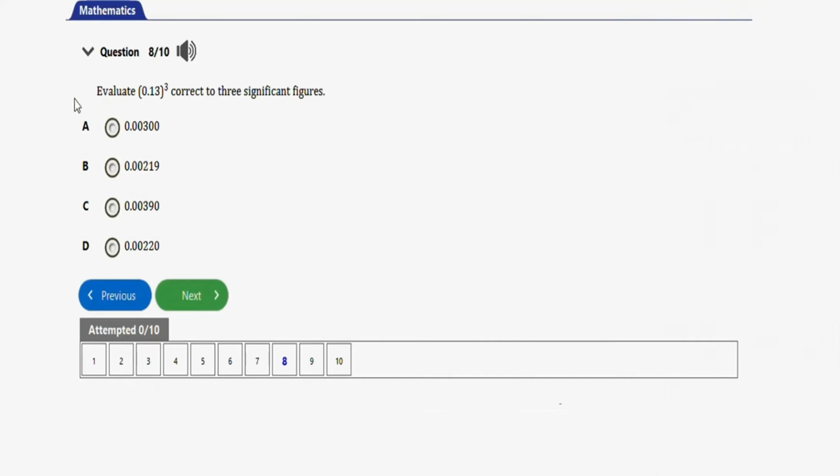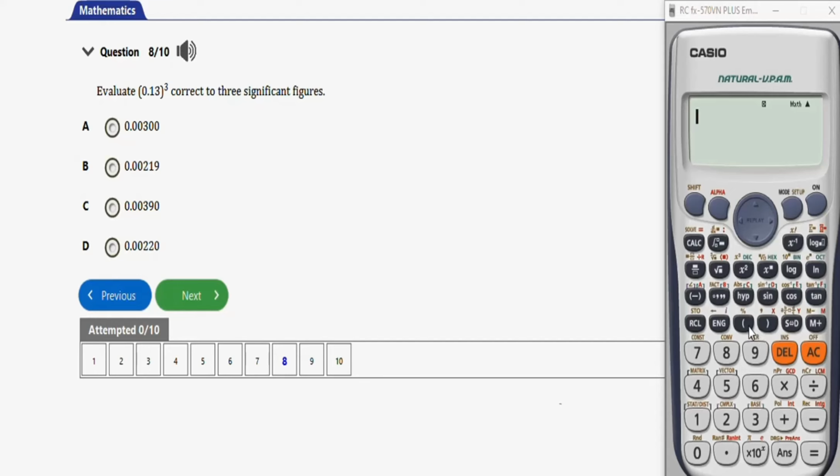They say evaluate this correct to 3 significant figures. So let's punch in the calculator to save time. We have in brackets 0.13 close the bracket to the power 3, press equal to. So we have 2.197 times 10 to the power negative 3. So let's see if we can put this in decimal. Okay, so it's not converting to decimal on the calculator.